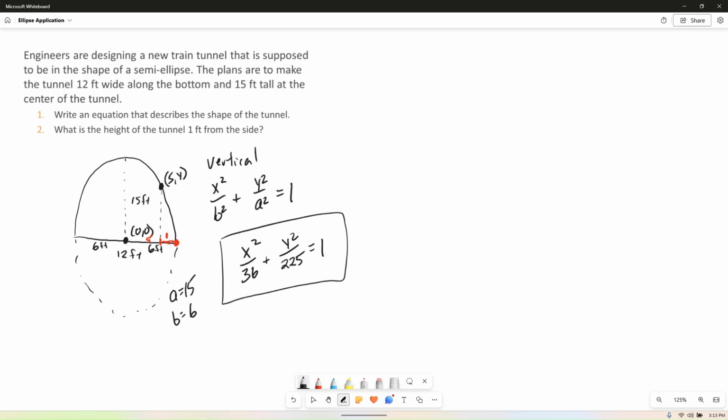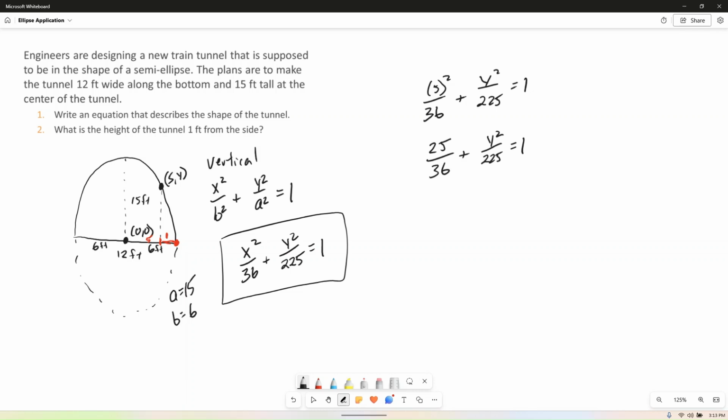So we're going to take the x squared over 36 plus y squared over 225. We're going to plug in 5 for x. So we're going to have 5 squared over 36 plus y squared over 225, and that has to equal 1. 5 squared is 25, so we have 25 over 36 plus y squared over 225 is equal to 1. This is just an algebraic equation. We just need to solve it for y.